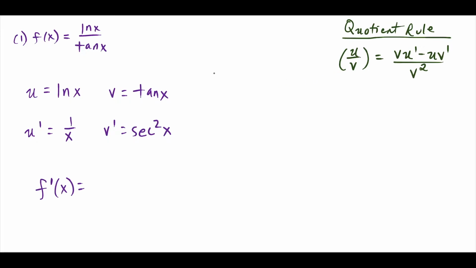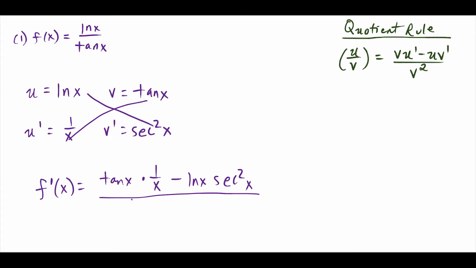So we have v times u prime. So we're multiplying tangent x times 1 over x. And then we have minus, we're doing u times v prime, which is going to be the product of these two. We're going to have natural log x times secant squared x. And all of this is being divided by v squared. And v is our denominator function tangent x. So we have tangent squared x on bottom.